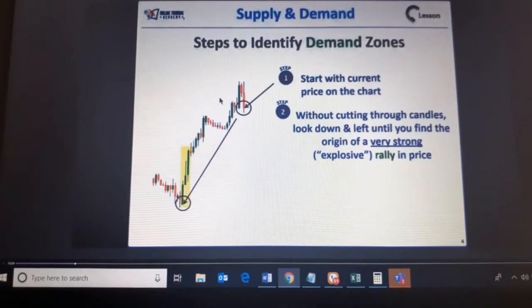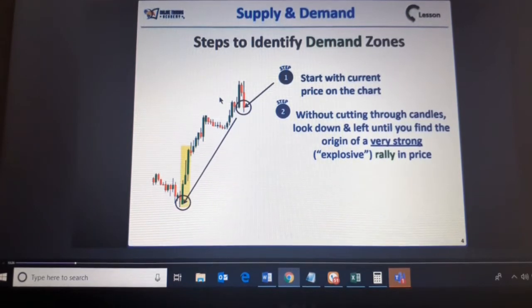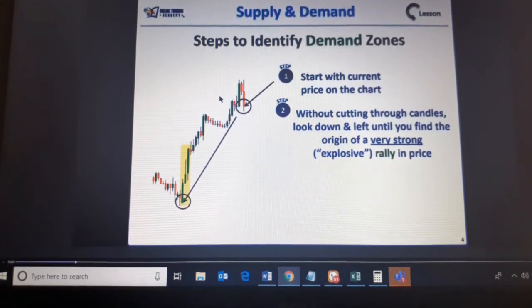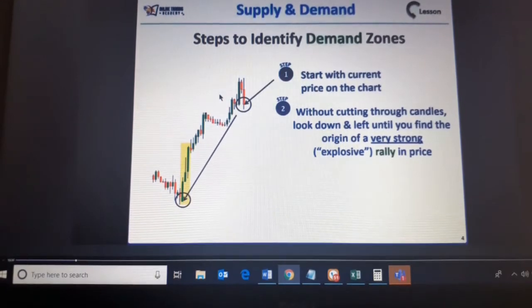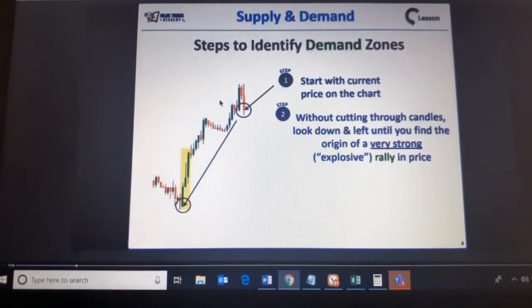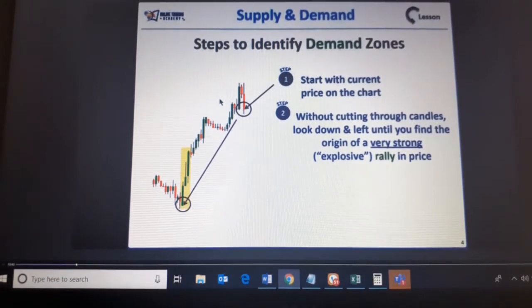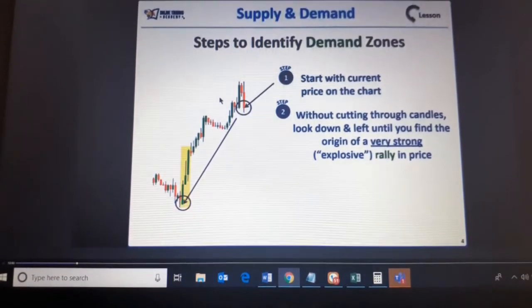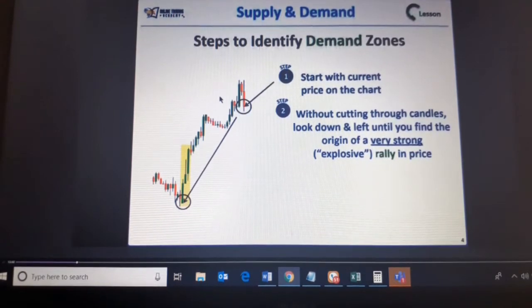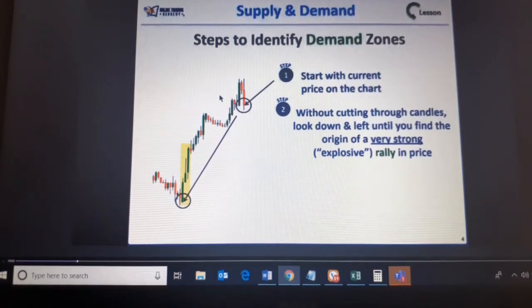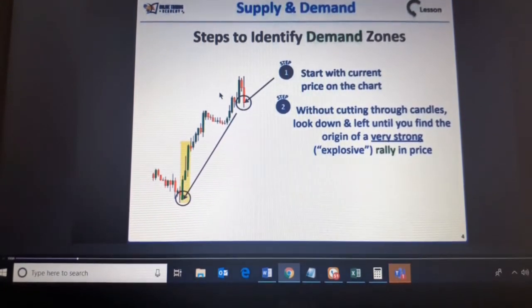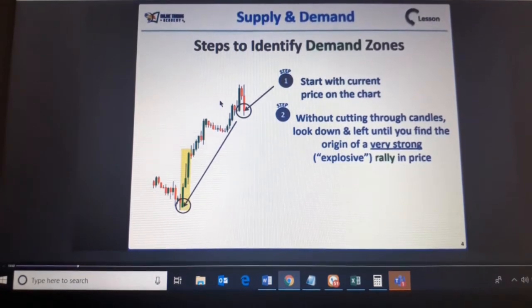Without cutting through candles, look down and left until you find the origin of a very strong explosive rally in price. I'll show you, but just understand in short what without cutting through candles means. It means you have to select a fresh zone. You don't have to select a tested or a violated zone. Cutting through candles means violating the distal line. As I told you, if you want to be precise, you want to have a fresh zone.